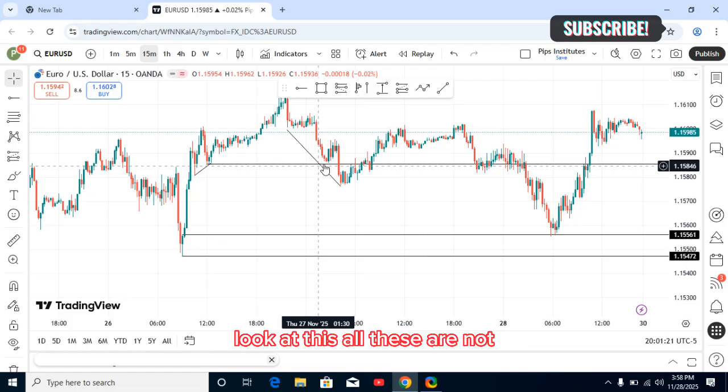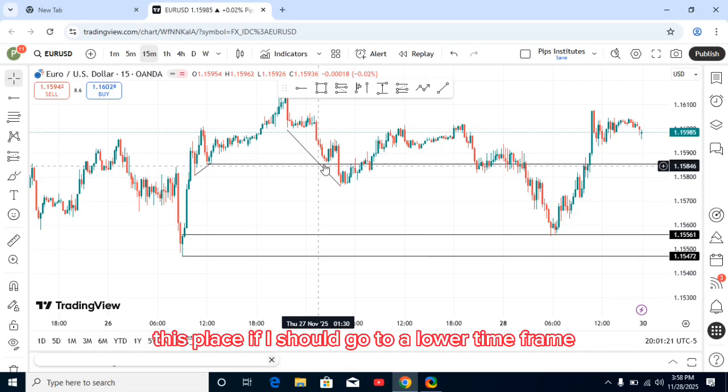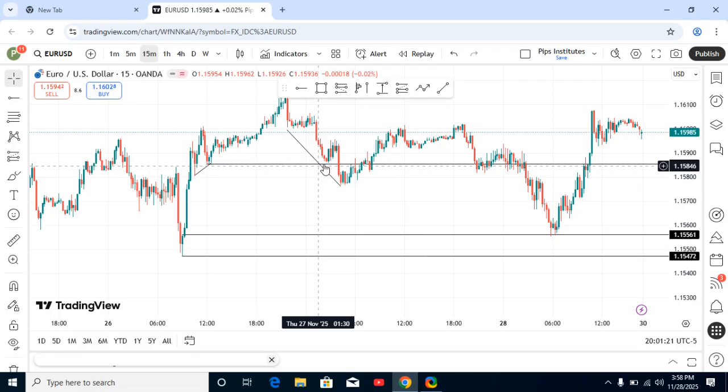Look at this. They are all there in the chart. These are all liquidities right here. This place, if I should go to a lower time frame, they are all trend line liquidities. Trend line liquidity has been created. So all this liquidity that is created up here is validating this order block. Then what do you see? Market then comes down, sniped it, then moves up. Can you see it?